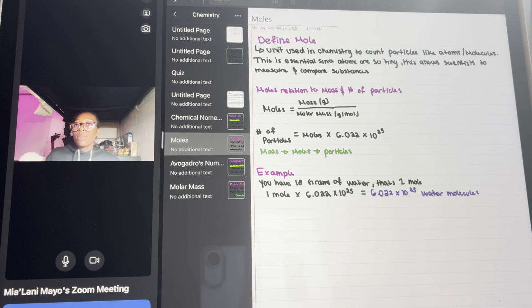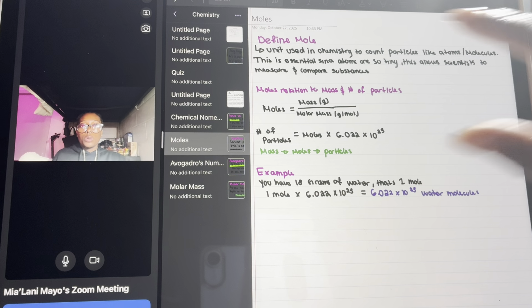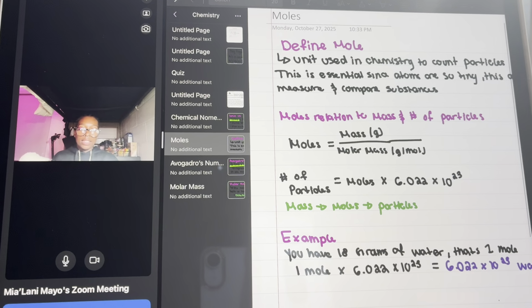Thank you. For my next video, I'll be defining moles. A mole is a unit used in chemistry to count particles like atoms and molecules. This is essential because atoms are so tiny that this allows scientists to measure and compare these substances. Next, the mole's relation to mass and the number of particles. So given here is the formula.